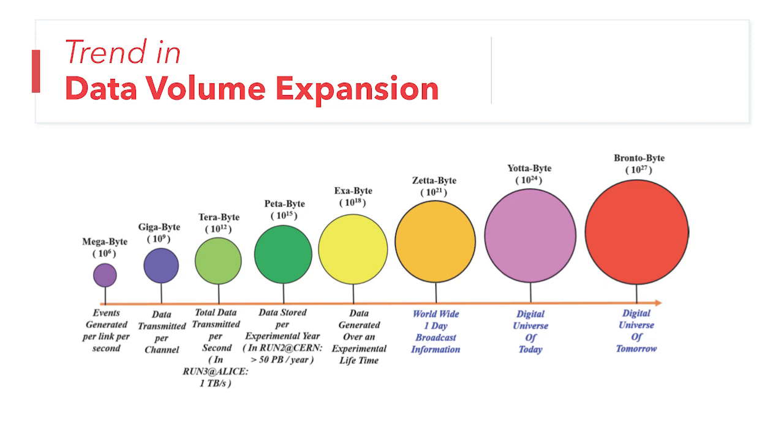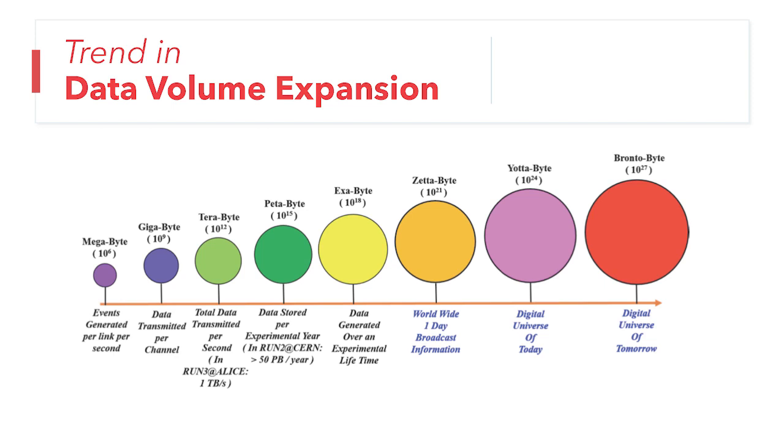Per experimental year, it is greater than 50 petabytes. And data generated over such a large experiment like CERN, if all the experiments are integrated, is of the order of exabytes. And just to give you a picture of the data currently there, the worldwide one-day broadcast information is in zettabytes. The digital universe of today is in yottabytes. So you can see how exponentially we are going into data volume expansion. High energy physics is actually leading this curve and pushing the technologies ahead.